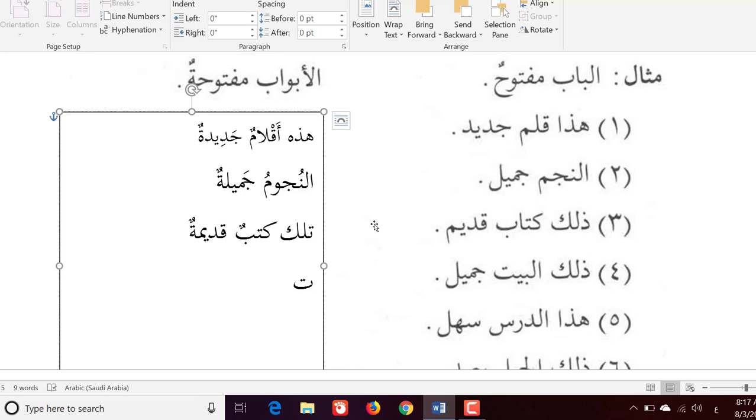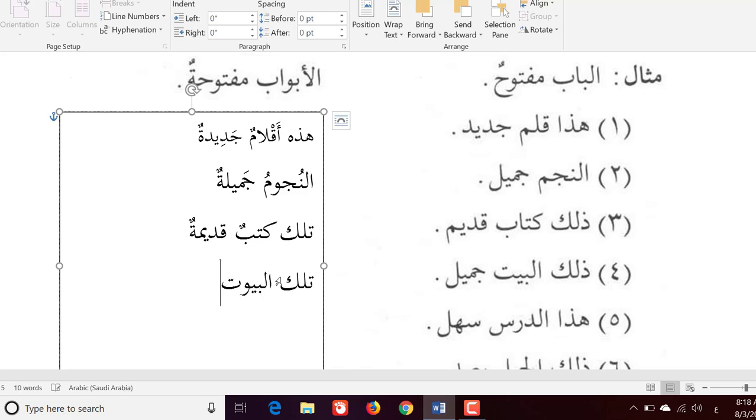So هذه أقلام جديدة. These are new pens. The stars are beautiful. That is an old book, or those are old books. Now when we say ذلك البيت جميل, now we're going to say تلك البيوت. Those houses. Not those are houses. No. Those houses are beautiful.